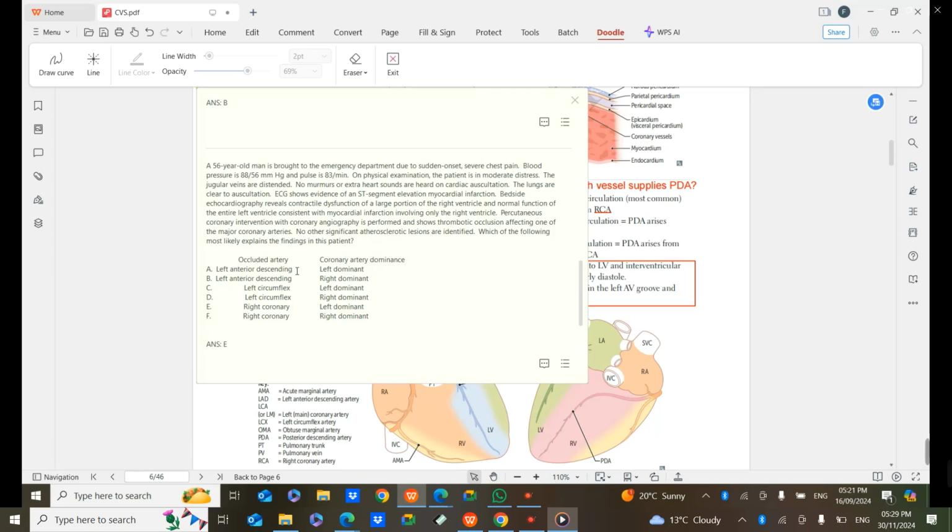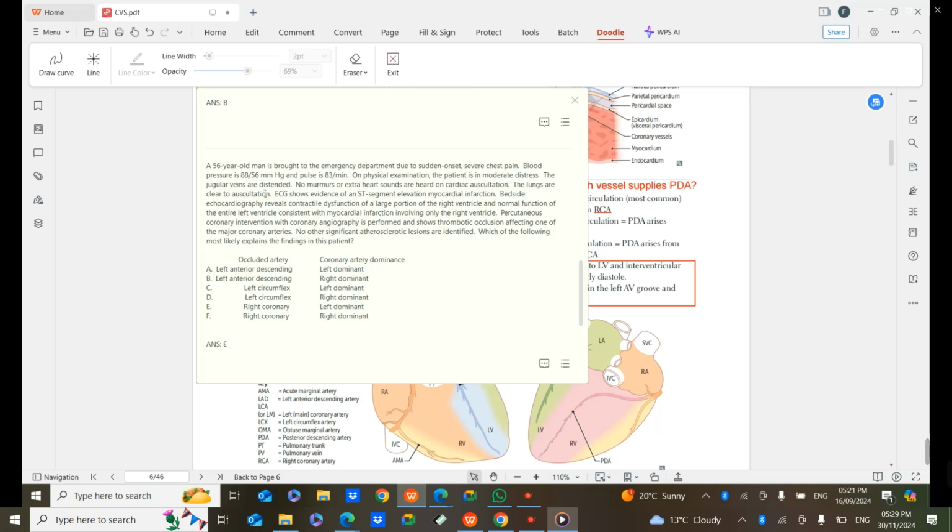All right. So look at this. A 56-year-old man is brought to the emergency department due to sudden onset severe chest pain. Blood pressure is 88/56 and pulse is 83. On physical examination, the patient is in moderate distress. The jugular veins are distended.